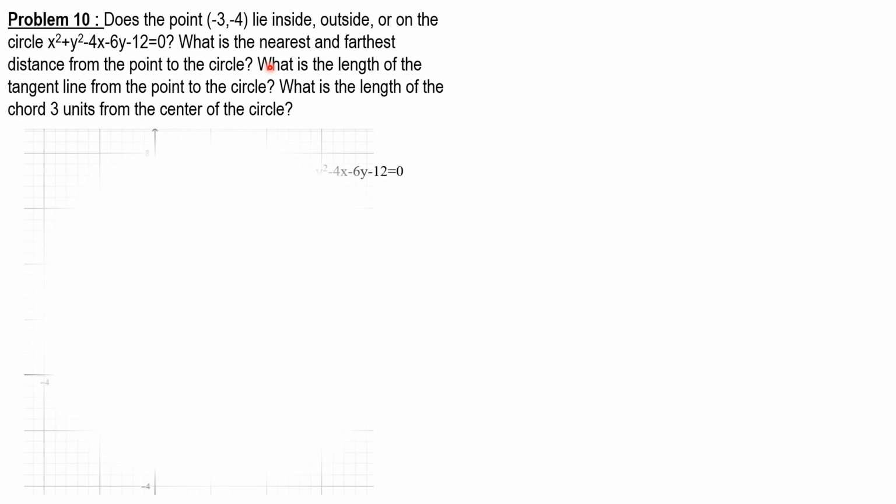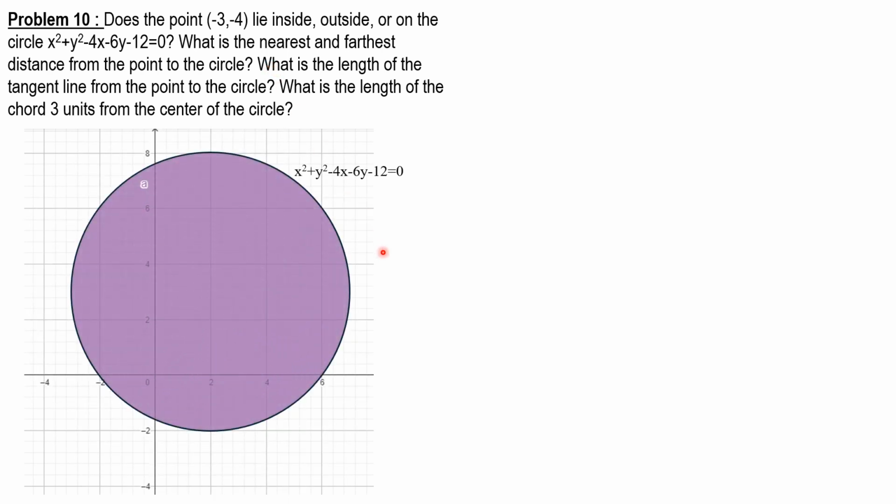So plotting first so that we can analyze the situation. This is the circle x squared plus y squared minus 4x minus 6y minus 12 equals 0. The center is at (2, 3), and the point (-3, -4) would be somewhere here. So the distance between this point and the center can be located. From the figure, the point lies outside, and let us show that the distance between (-3, -4) and (2, 3) is greater than the radius of the circle, which is 5.